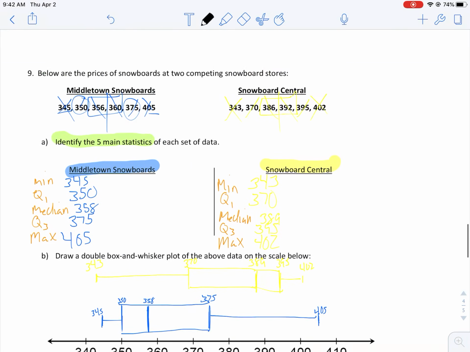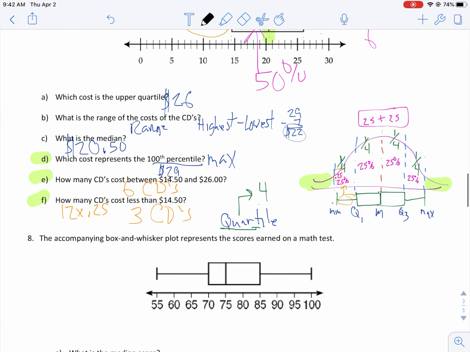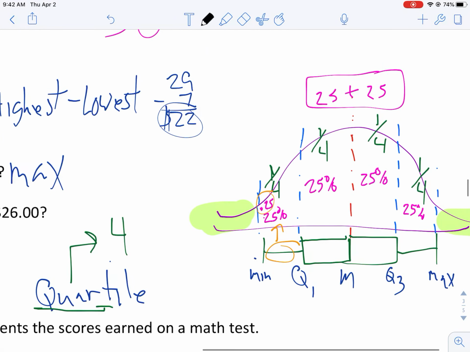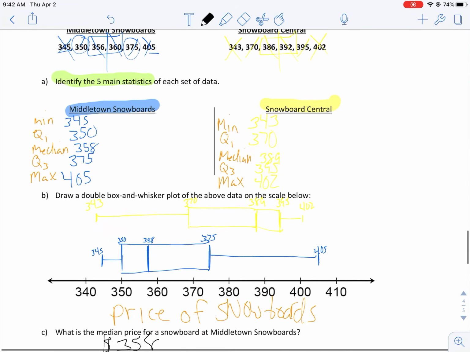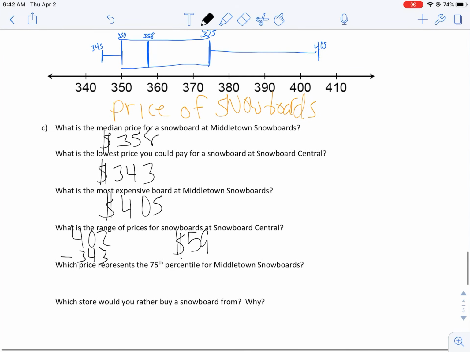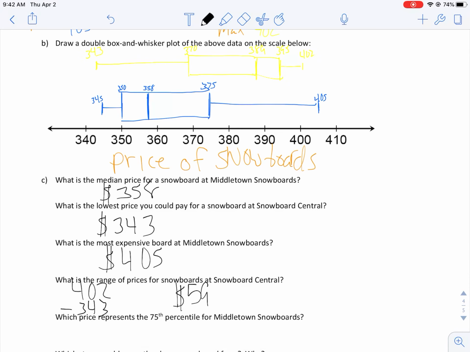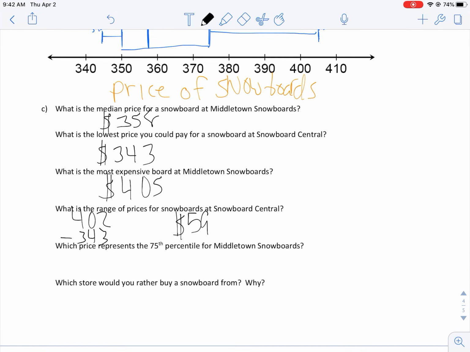All right, what price represents the 75th percentile for the Middletown snowboards? Okay, this, guys, is where we talked last about this. All right, so 75th percentile, so that means 25, 25, 25. So that would be here at Q3. So what is my price at Q3 for Middletown? That is right there off the graph, $375.